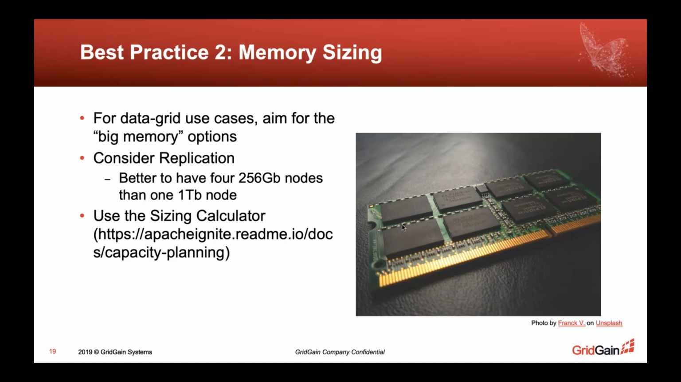So for best practice number 2, memory. With a memory-centric technology like Ignite, your memory choices can be pretty important. The choices that you make depend on the type of use cases that you're going to be employing. Generally you want to pick the bigger memory configurations. Most of the big memory configurations in Amazon and Azure have enough CPU power to go along with whatever calculations or queries you're going to be doing against the data.